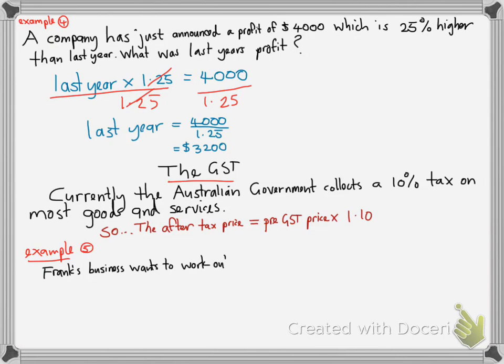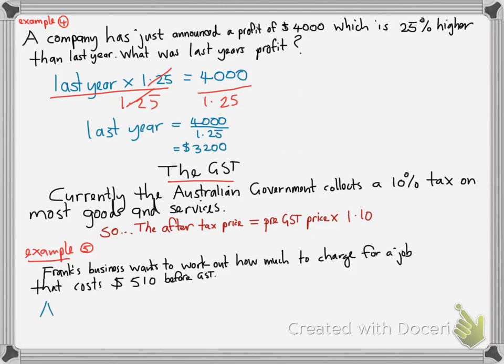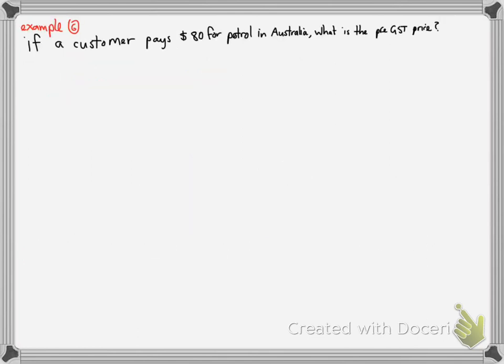Let's have a look at an example. Frank's business wants to work out how much to charge for a job. That job cost $510 before GST. So the after-tax price is going to be equal to the original price of $510. Now we want to increase that price by 10%, so we're going to times it by 1 and 0.10, which is our 10%. And that's going to give us $561.